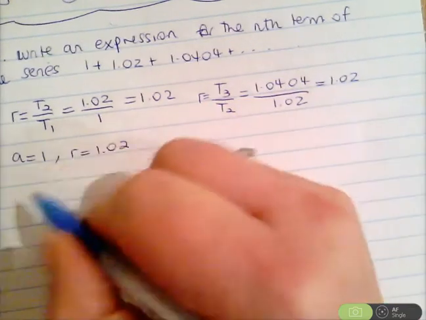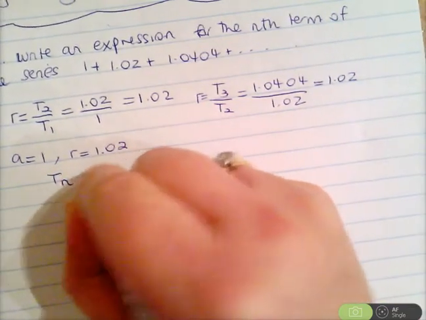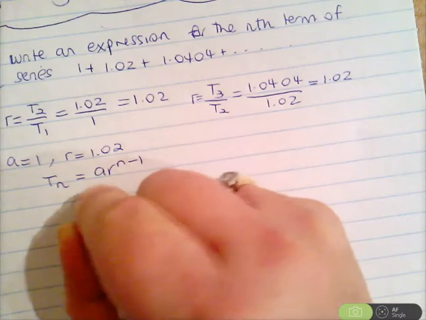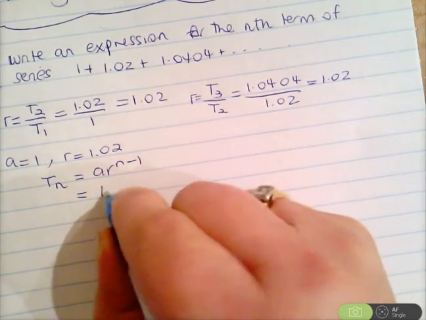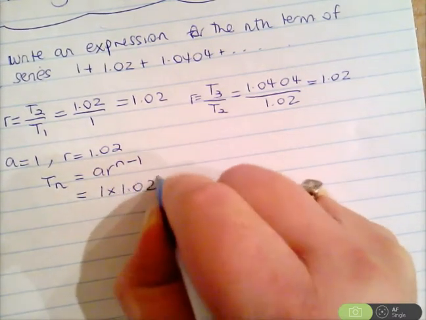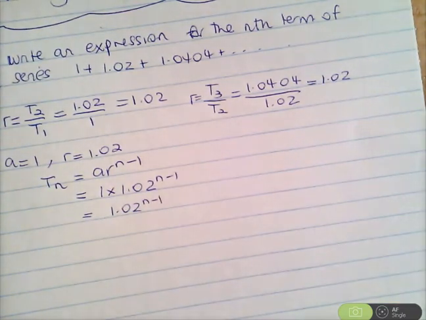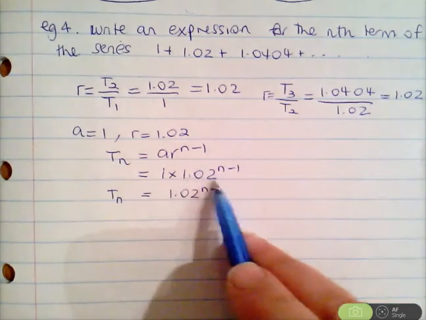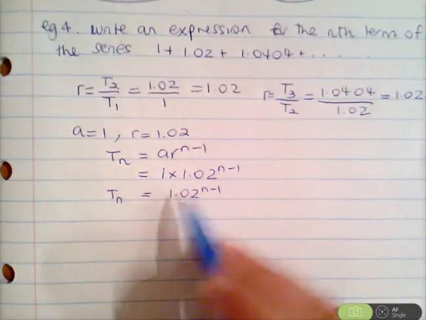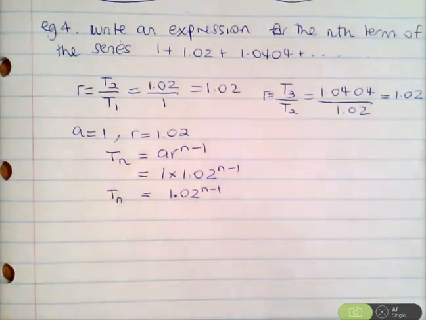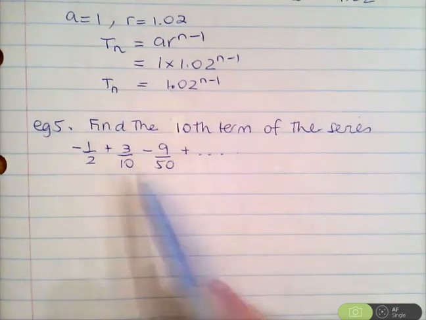So an expression for the nth term, Tn equals ar to the n minus 1. So the nth term will be 1 times 1.02 to the n minus 1, which will be just 1.02 to the power of n minus 1. That's the nth term.